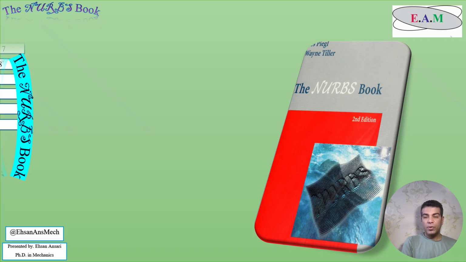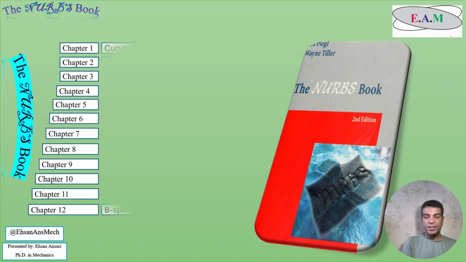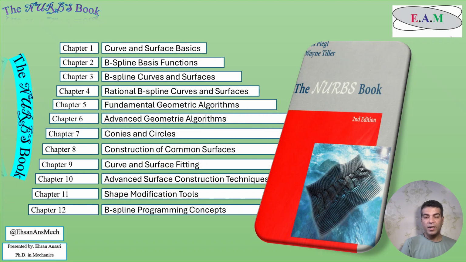We'll go through it chapter by chapter. As you can see in this slide, there are 12 chapters in total. We'll start with Chapter 1, which covers the basics of curves and surfaces, essential knowledge for any engineer, designer, or math enthusiast. So whether you're a professional in the field or just passionate about design and geometry, this series is for you. Let's get started.